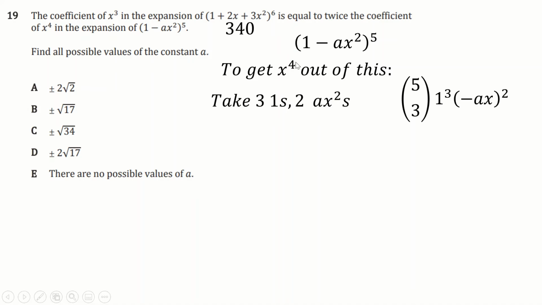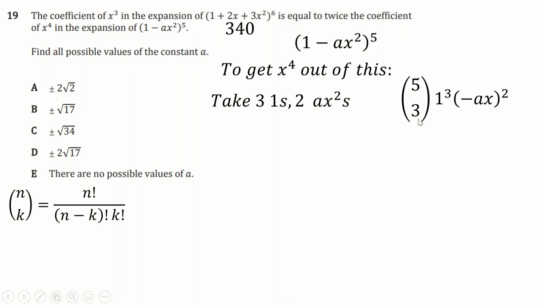and then 1 to the power 3 because I'm taking 3 of those, and minus ax to the power 2 because I'm taking x. That should be an x squared. I'm so sorry. That should be an x squared. I'm taking 2 of the ax² terms. So that should be minus ax², all to the power 2 because I'm taking 2 of them.